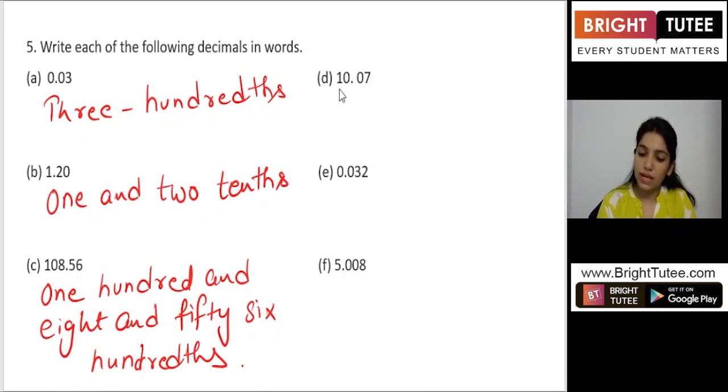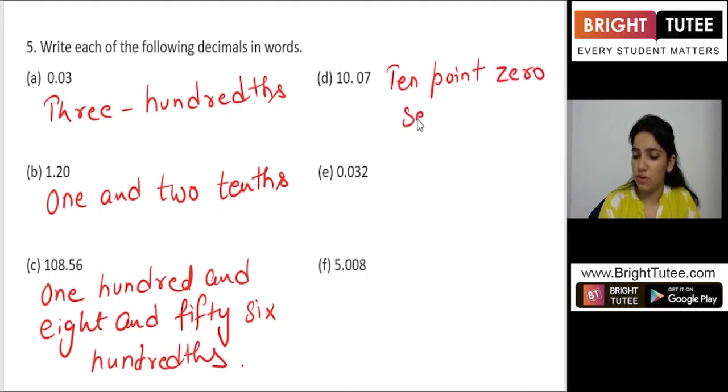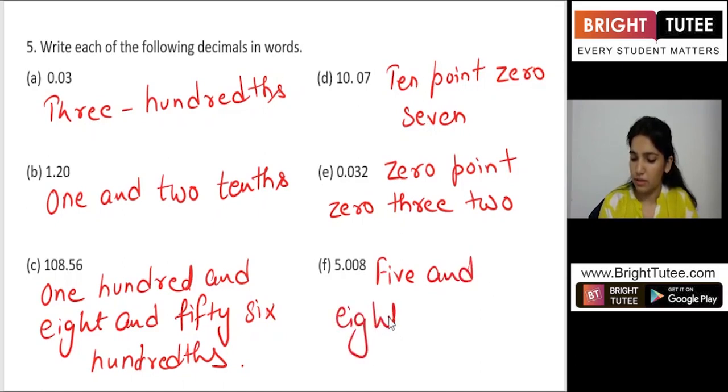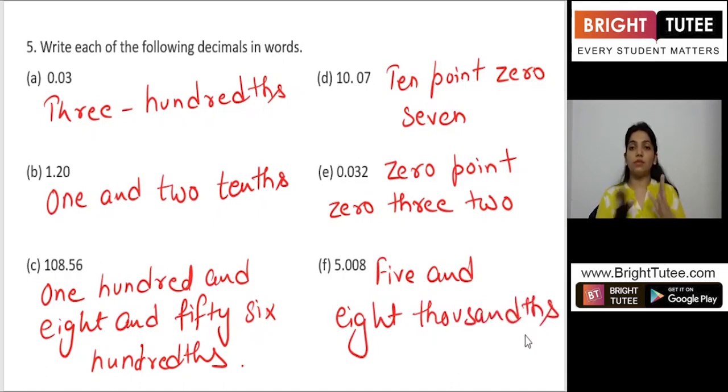Okay. Now the next one is 10. Let us now write it with the use of the word point. So it is 10.07. Simple. Now the next one, we can write this as 0.032. The next one is 5, or let's write this the other way. This is 5 and 8 thousandths. I hope you understand, because here it was 5.008, so we write it as 5 and 8 thousandths. Either we can write it as 5.008.